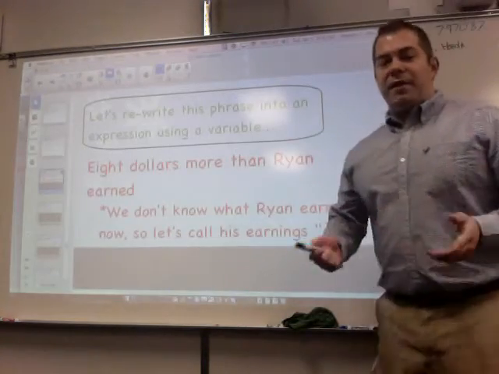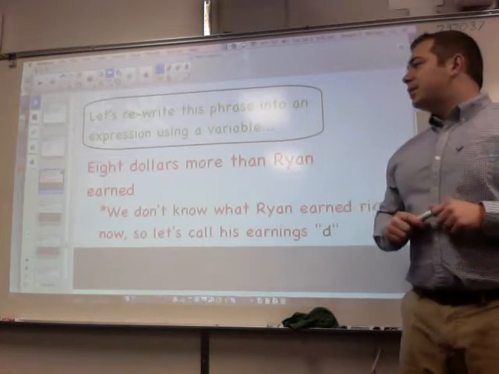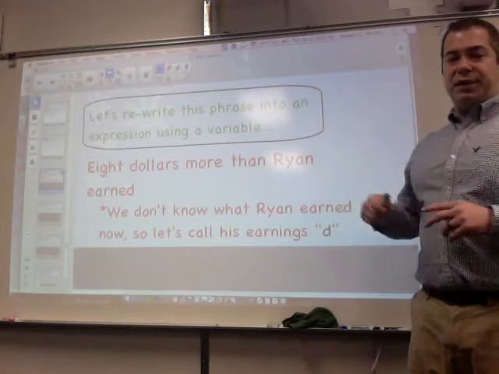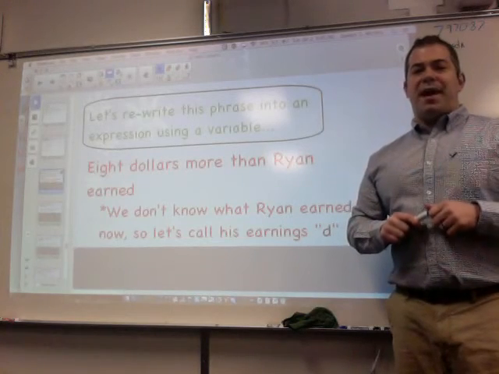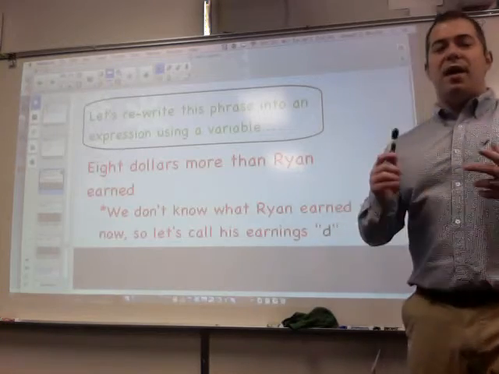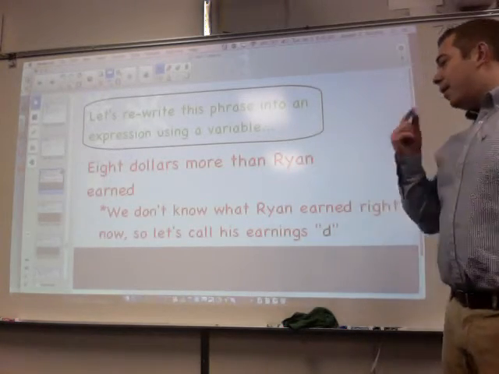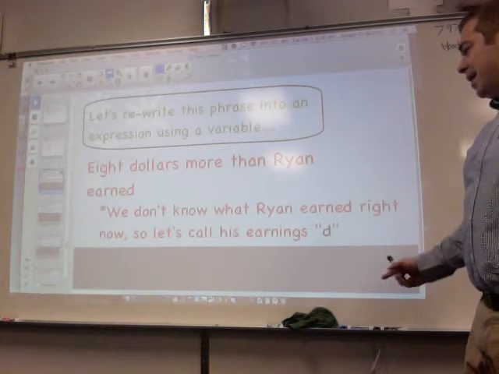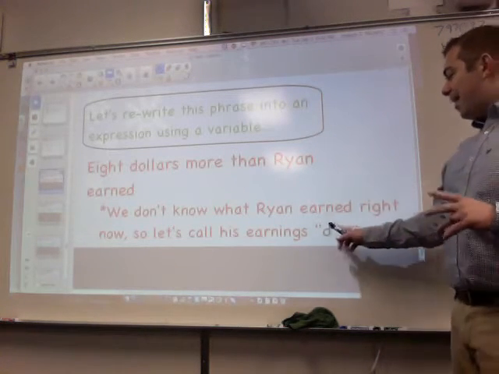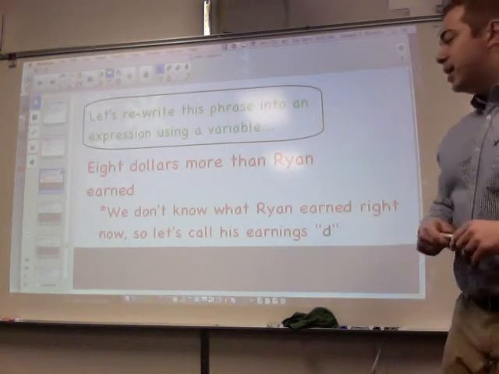Alright, so we have a lot of words up here. Let's read them. Let's rewrite this phrase into an expression using a variable. Here's the phrase: $8 more than Ryan earned. Okay, so there's my phrase. I have to turn it into an algebraic expression. $8 more than Ryan earned. Well, we don't know what Ryan earned right now, so let's call whatever his earnings are D. Okay, we'll just call it D. Any letter we want. I chose D.